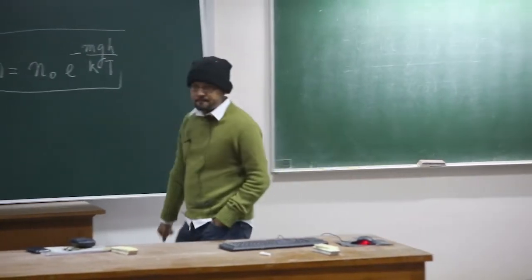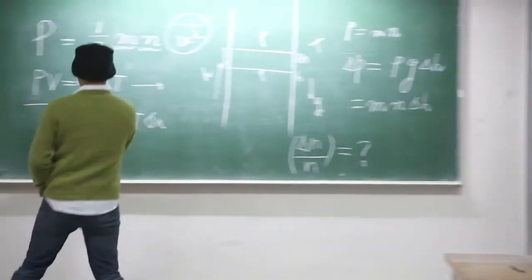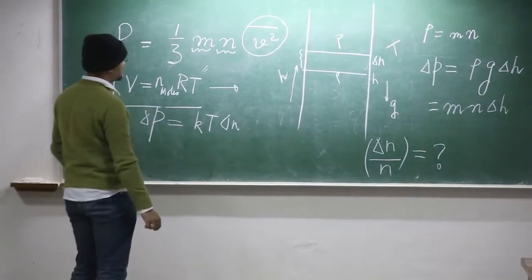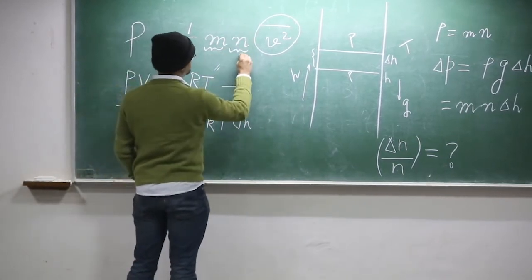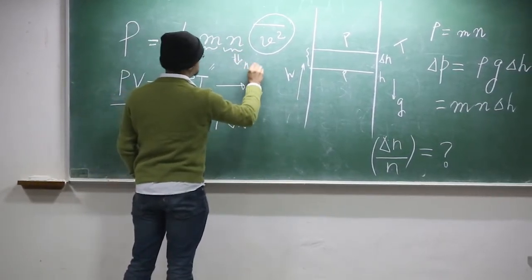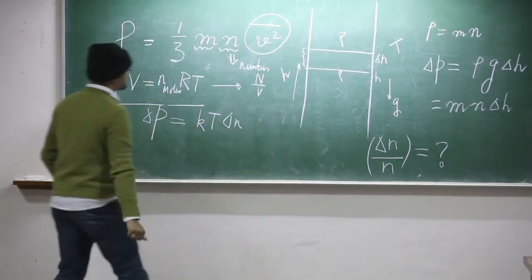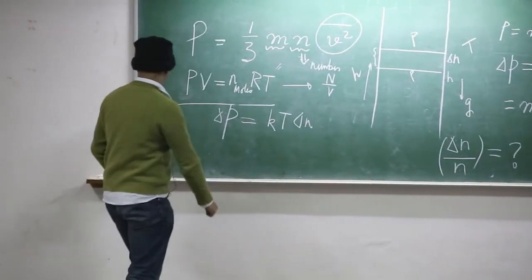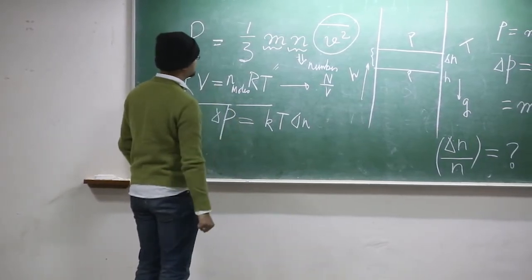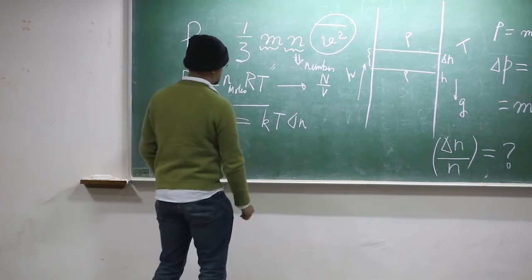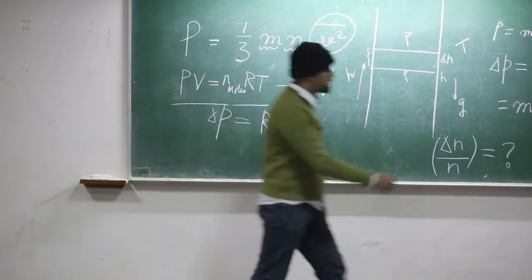Yes? Shouldn't that be R? I think it's K. It's fine. So let's just clarify this. So this N is number density. This is the number density. So this is N by V. So if you write this in terms of, so this is fine actually. This is R. So you can use R. It's okay.